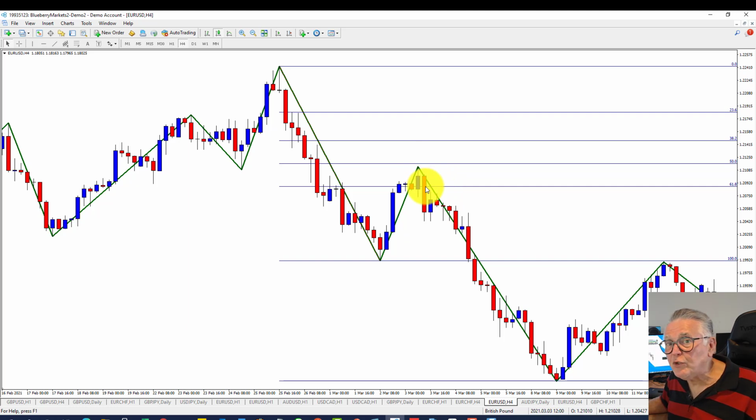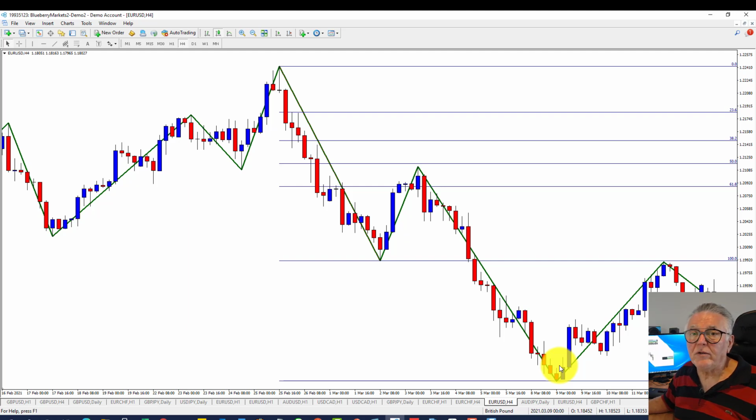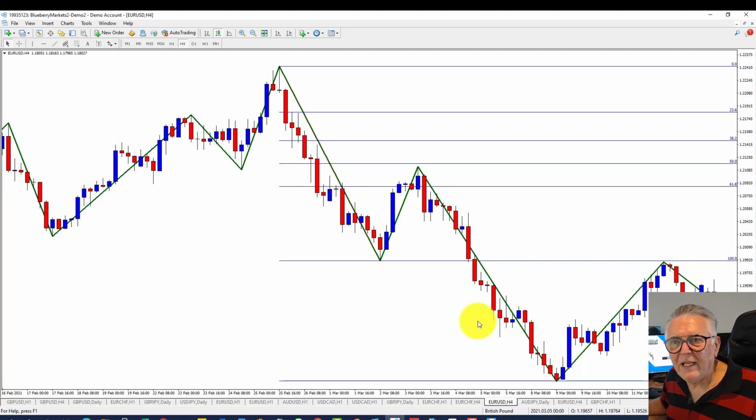And what is really good about this one is that it actually almost to the pip gave us the target for this trade. Interesting. I don't use Fibonacci much, but in this case it did. All right, so now we've got to add Fibonacci to the entries and exits, and we have to add channel trading to the exits.